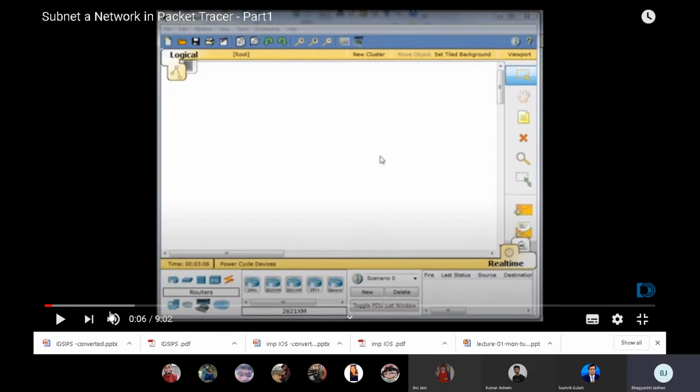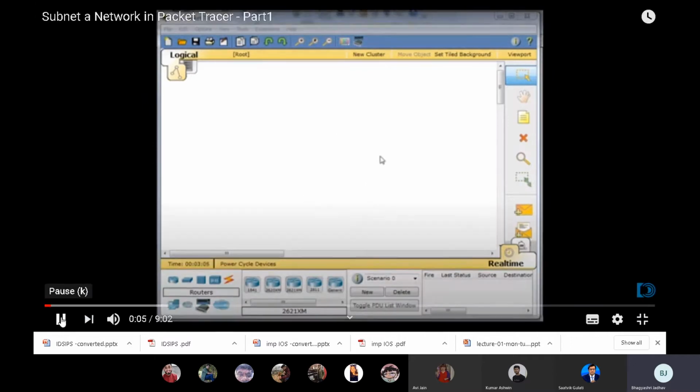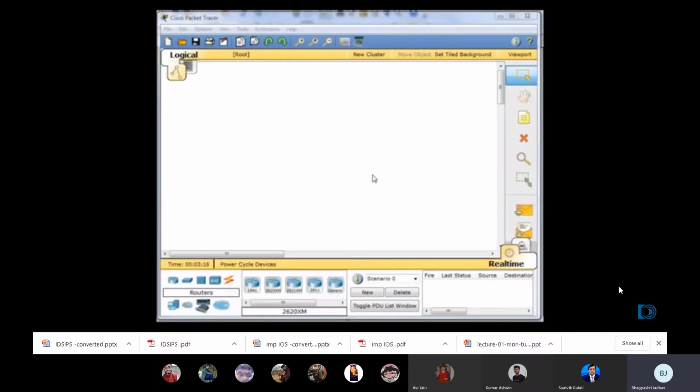Okay, we will see it practically. We're going to use routers, switches, and PCs to build a simple three subnet network using Packet Tracer. This is Cisco Packet Tracer right here. First, let's go over how we're going to logically arrange this network.